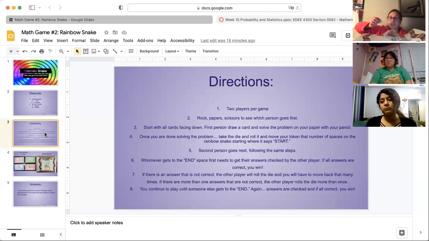and roll it. Wherever the die lands, so it's 1 through 6, say it landed on 4, they're going to take their token and move it that many times. So if it landed on 4, they're going to move it 1, 2, 3, 4 times. And then the next person goes and does the same thing. So at the end, the first person that gets to the end wins.